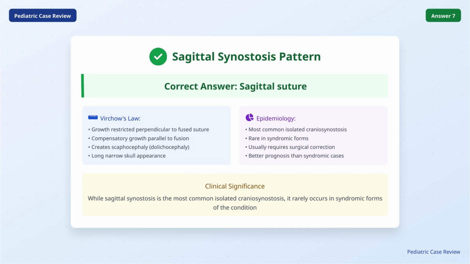According to Virchow's law, growth is restricted perpendicular to the fused suture, causing compensatory growth parallel to the fusion. This creates scaphocephaly or dolichocephaly. While sagittal synostosis is the most common isolated craniosynostosis, it rarely occurs in syndromic forms of the condition.